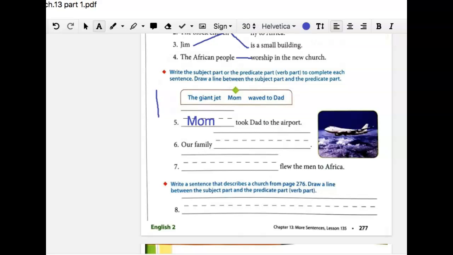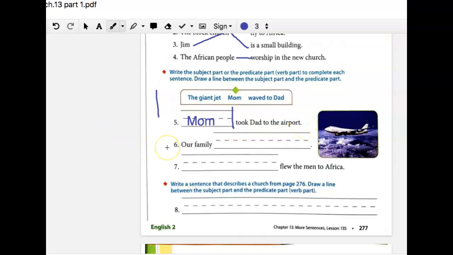Then where do we draw the line? Well, we know that mom is the one who took dad to the airport. So mom is the subject and took dad to the airport is the predicate part. So you're going to draw the line right in between mom and took dad to the airport, because mom is the subject and took dad to the airport is the predicate part.